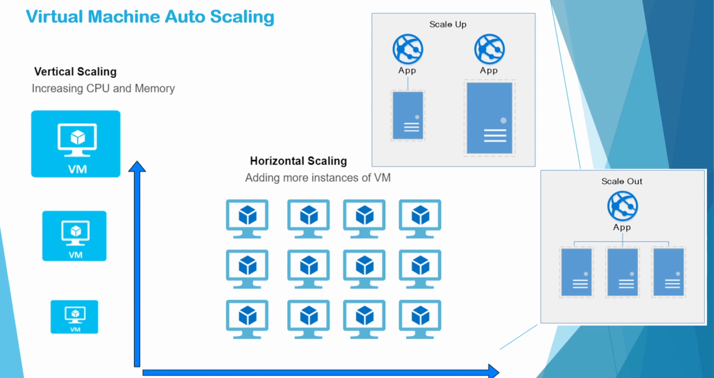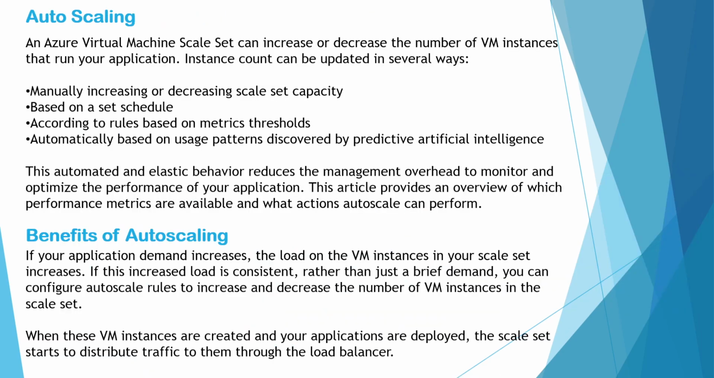It is also called scale out, scale up, scale in. There are different terminologies which are being used. Scale in means reduce the number of machines, scale out means increase the number of machines, scale up means increase the capacity of the machine, and scale down means reduce the capacity of the machine. So there are different terminologies which are being used in the cloud.